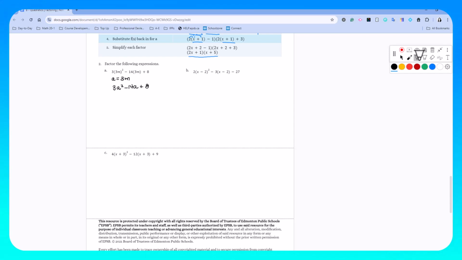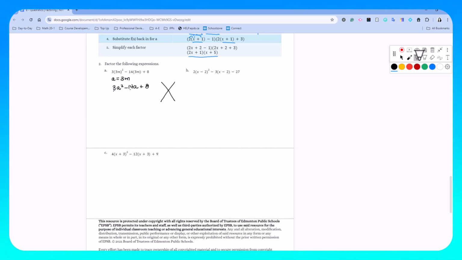Like this. Now let's factor it. We can't take any common factors out because we have an odd number and some evens, so we can't get that factor out. And these are not multiples of 3.